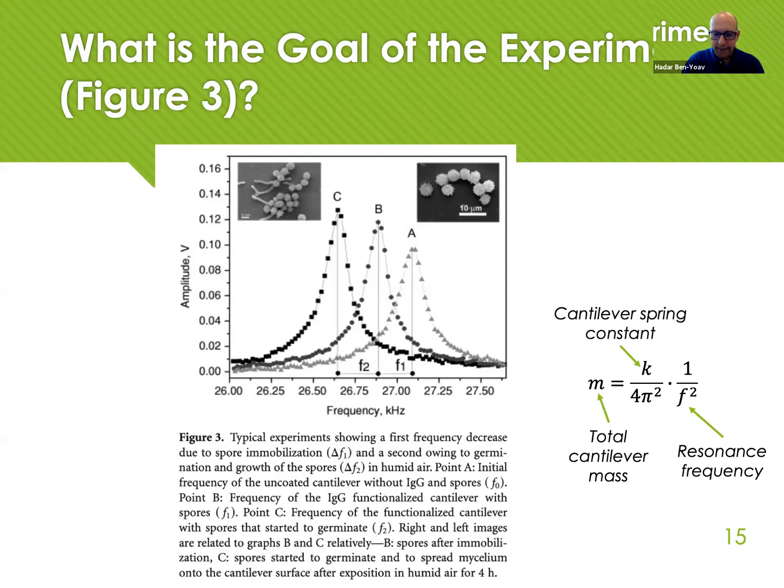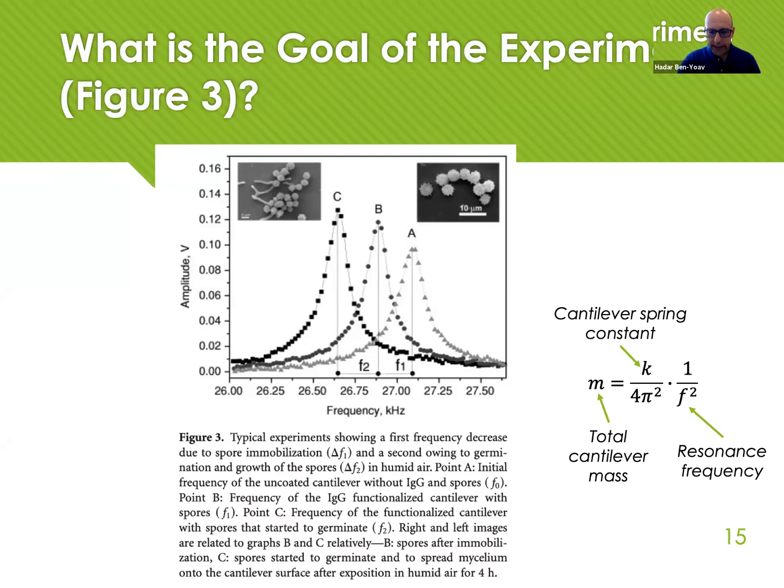So A is the initial frequency of a cantilever without anything, just the cantilever, no spores, no antibody, nothing. And we can see that it has the resonance frequency F1. So it's about 27.1, something like this.